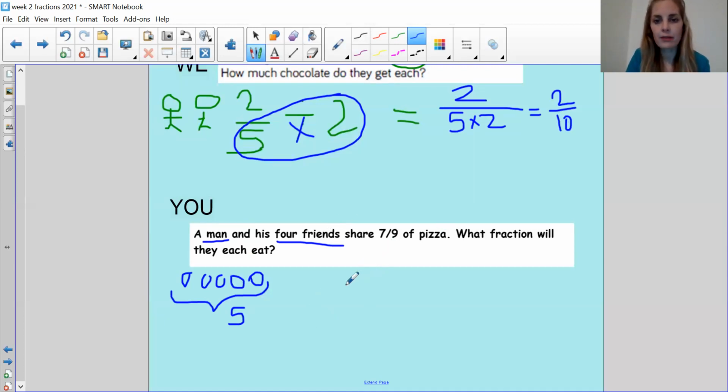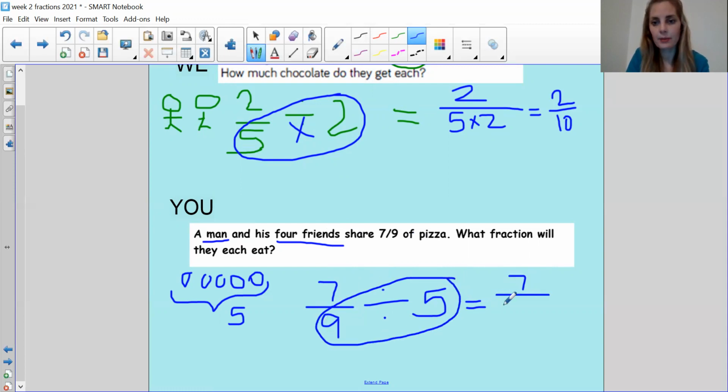So they share 7/9 of a pizza. So you've got to imagine that they've got a pizza. There are seven slices that are left, and they are dividing it amongst these 5 people. So what fraction will they each get? So you're going to say 7, leave the numerator the same, then take my denominator, times it by my whole number, and it's going to be 7/45.